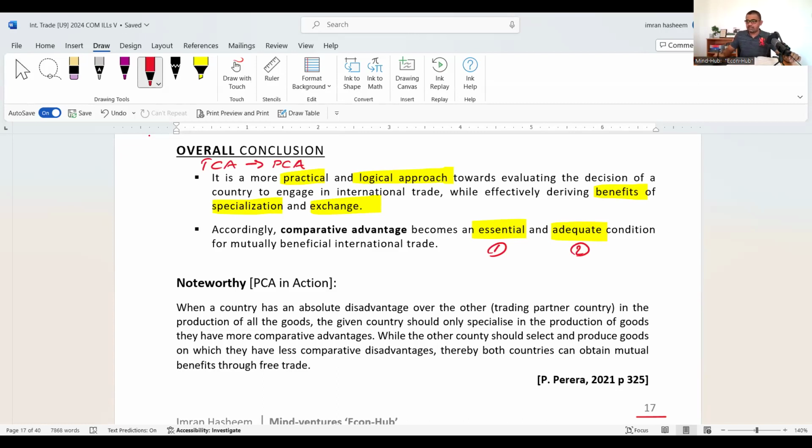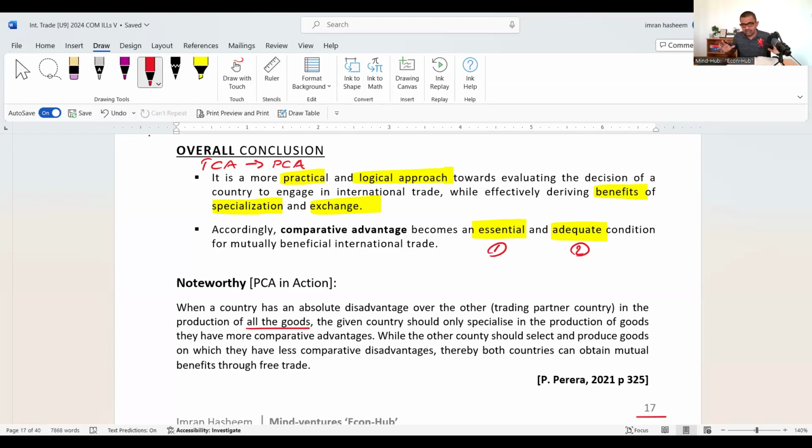When a country has an absolute advantage over the other, meaning the trading partner country, in the production of all goods, the moment we realize that, according to absolute advantage, we do not have a basis for international trade. According to absolute advantage, if one country has the absolute advantage in all products, that country should produce all the products and the other country should not produce any good or service. So there is no mutually beneficial trade possible according to absolute advantage.